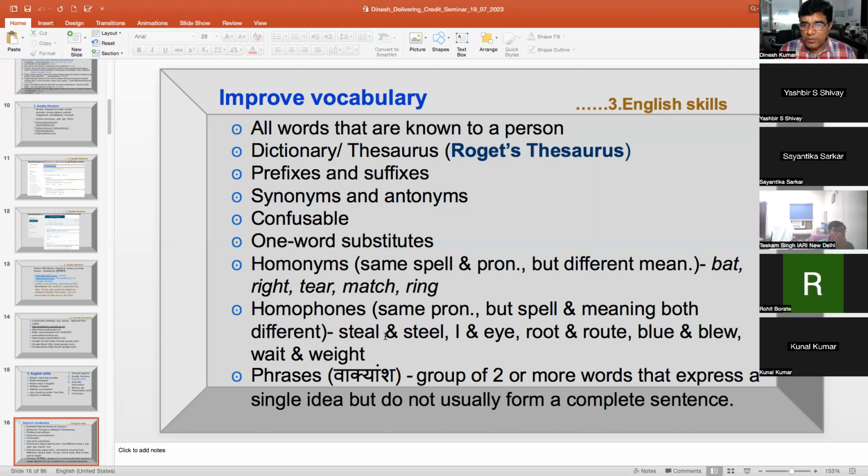Then there are certain homophones. Homophones means pronunciation is the same, but their spelling and meanings are different. So these words like steel and steal, root and route, principle and principal, spellings are different. So we should know the differences in these words, and we should also use some phrases. Phrases make your language more effective. So try to learn some phrases. These are 2 or more words that express a particular idea or single idea. They are not a complete sentence. So phrases are also important. If you have good vocabulary, it will help you in speaking better.